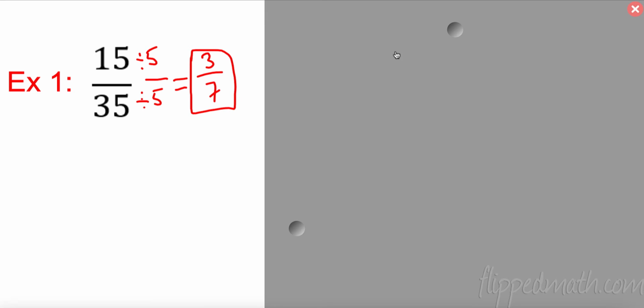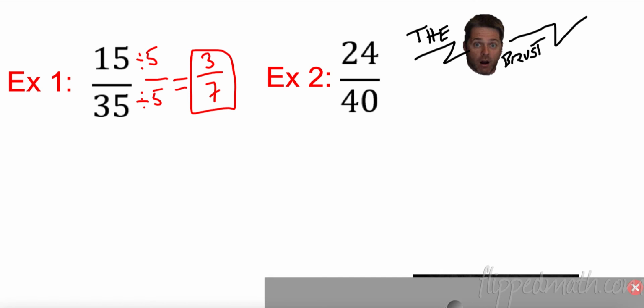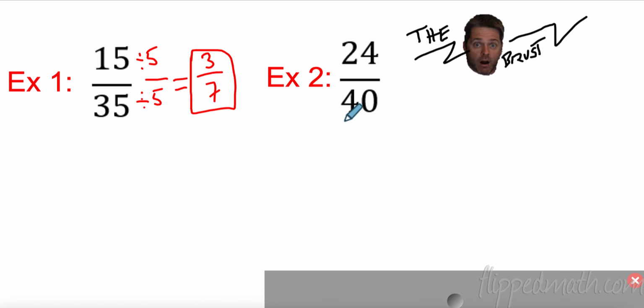Now, of course, sometimes they're going to be a little bit harder than that. So we have here example number 2, and we have a couple of different ways to do this one. I'm going to call this first method the Brust method, because it's slow and steady, but it'll get you there. It works just fine. So the first thing I'm looking for is a number that goes into both, a common factor, if you will.